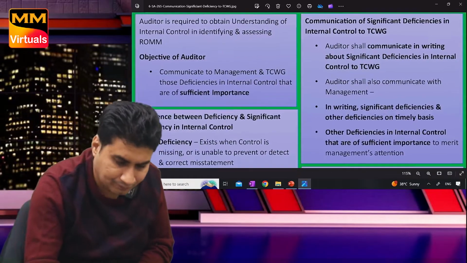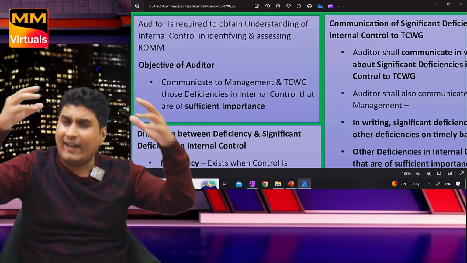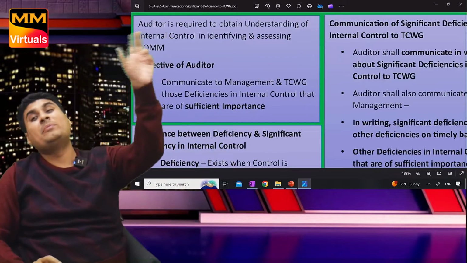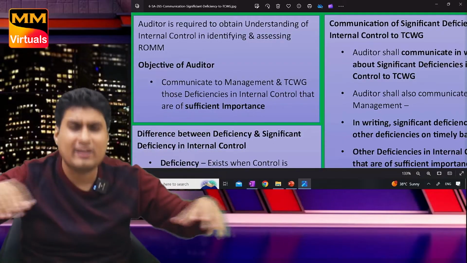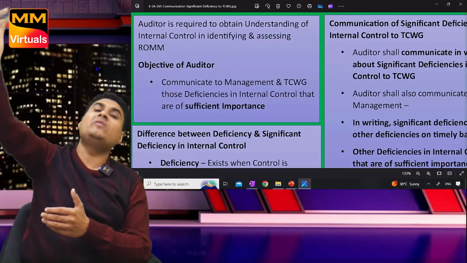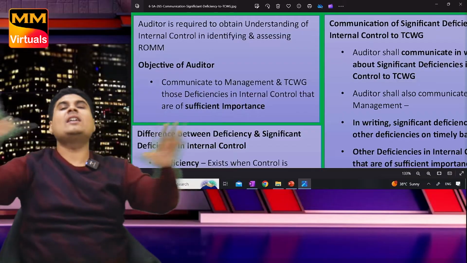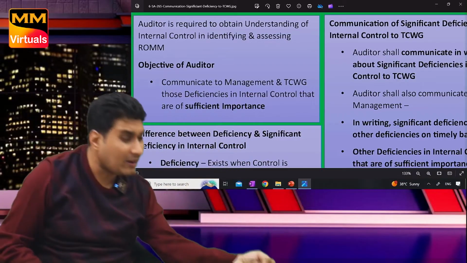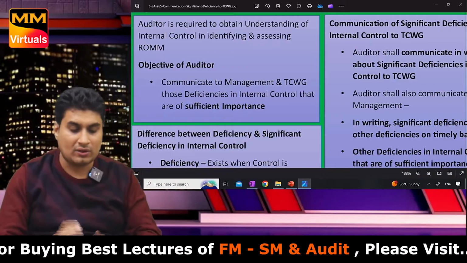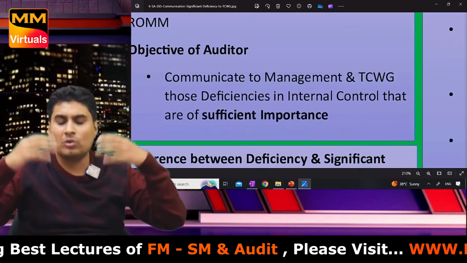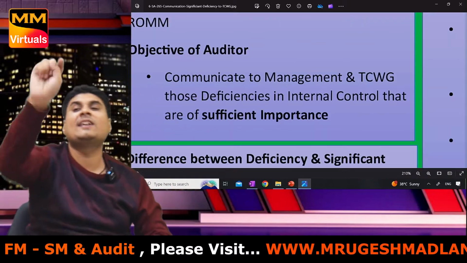Clear? Read. The auditor is required to obtain an understanding of internal control while doing ROMM. You know what ROMM is? Risk of material misstatement, IR into CR. Whenever we assess control risk, we will assess whether controls are strong or weak. If controls are weak, that's a deficiency. So our work is not to identify deficiencies, but while assessing risk of material misstatement, we may find deficiencies. The objective of the auditor is to communicate deficiencies in internal control that are of utmost importance. That's significant deficiency.